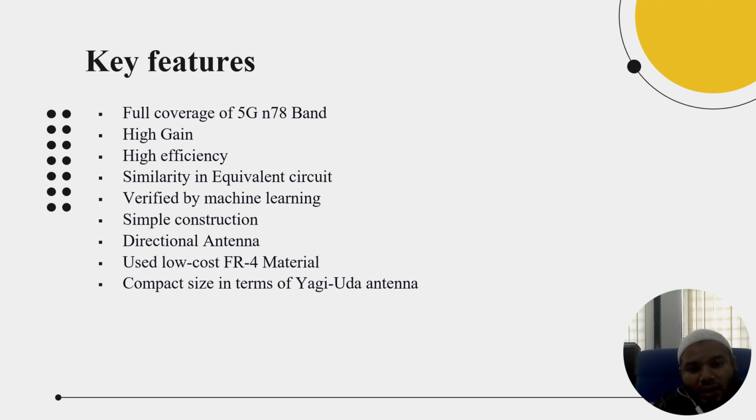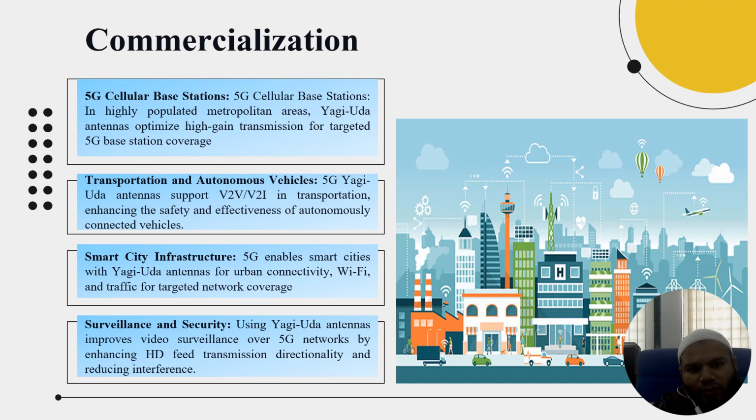The key features of this antenna: it is for the 5G N78 band. It has high gain and high efficiency, which we have already seen, and the equivalent circuit similarity is verified with the machine learning models. It is a very simple construction directional antenna, we are using low cost material, and the size is also very compact as we are using the Yagi antenna.